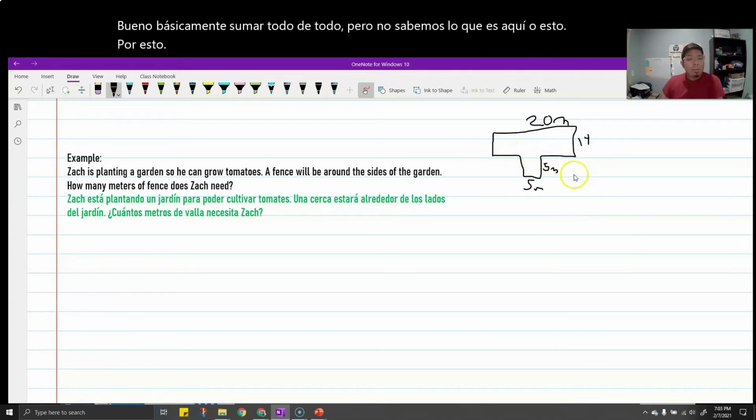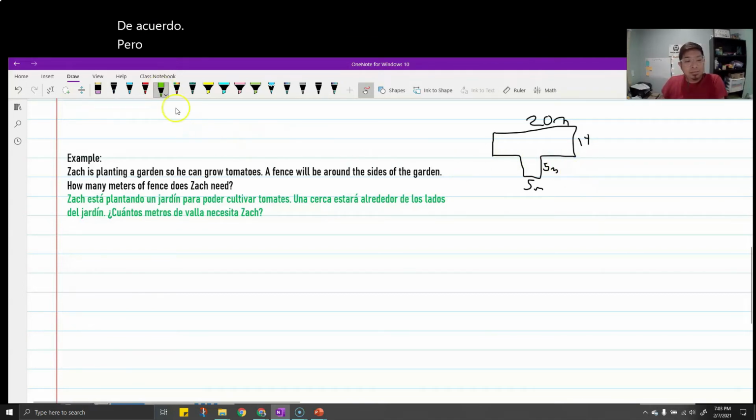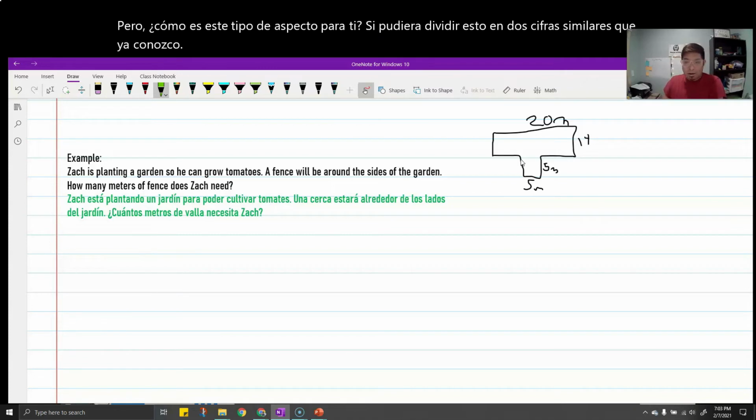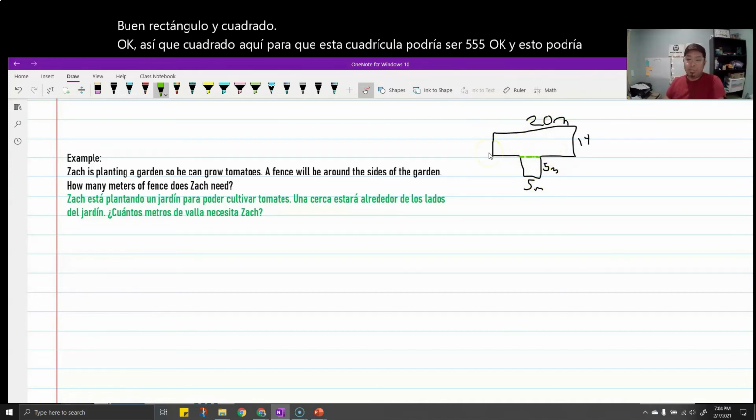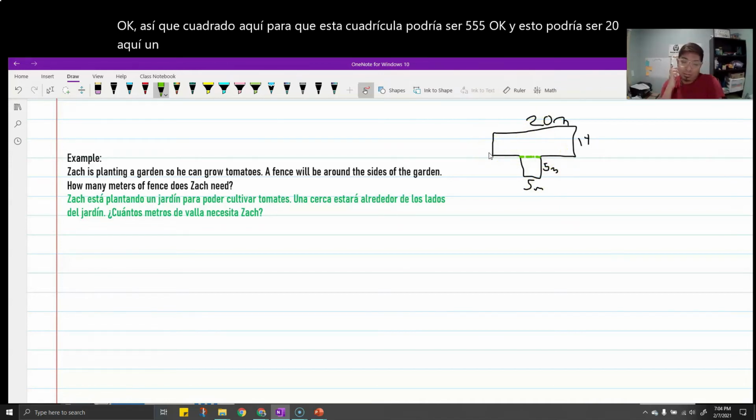Okay. But what does this kind of look like to you? If I could break this into two familiar figures that I already know, what can I break this into? Good, a rectangle and a square. So square right here. So this square could be 5, 5, 5. And this could be 20 right here and 14 right here. Awesome. Now I can work with actual figures that I know, okay?